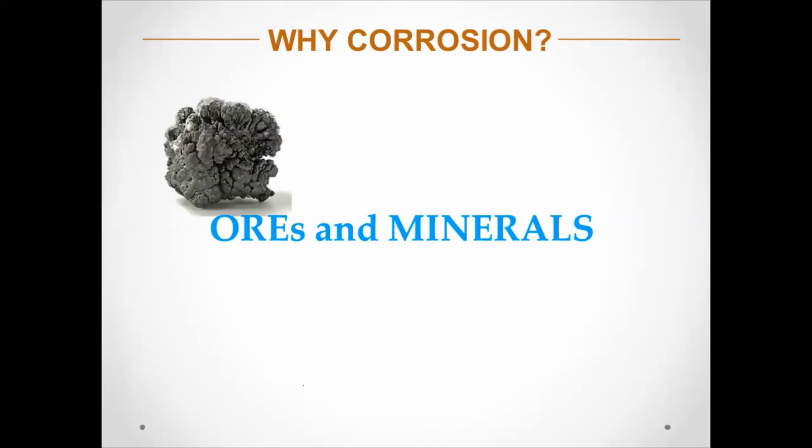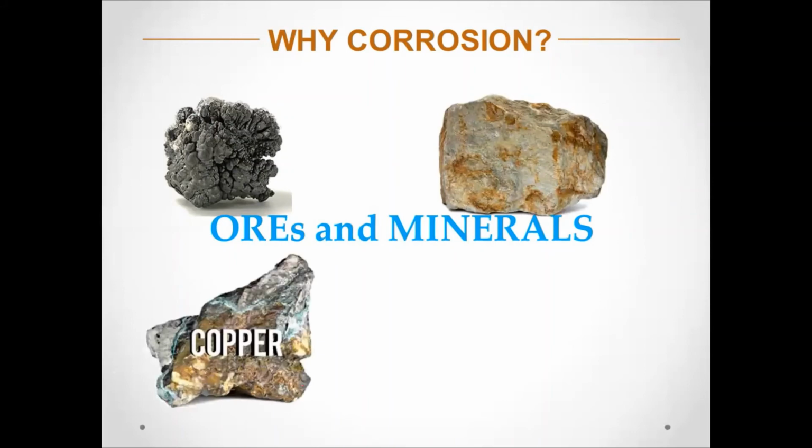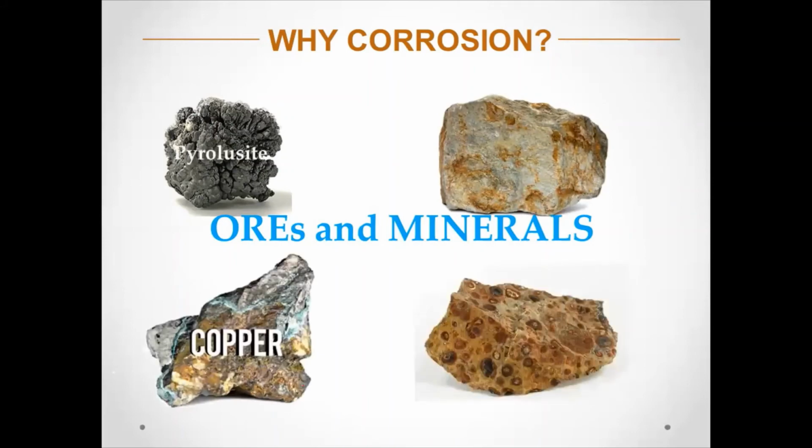So we have the ore of manganese, the ore of iron, the ore of copper, and the ore of aluminium, and this is how these ores look. These are some of the many existing ores in nature. The ore of manganese is called pyrolusite, that of iron is called pyrite, that of copper is called chalcopyrite, and last of all, for aluminium, it is called bauxite.